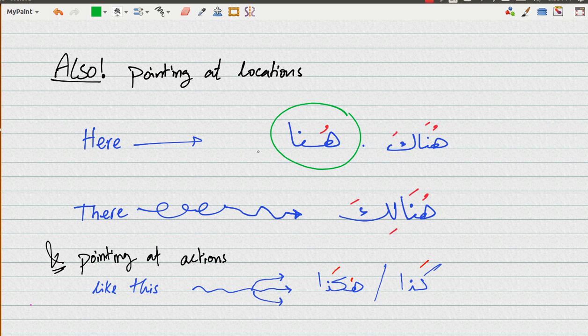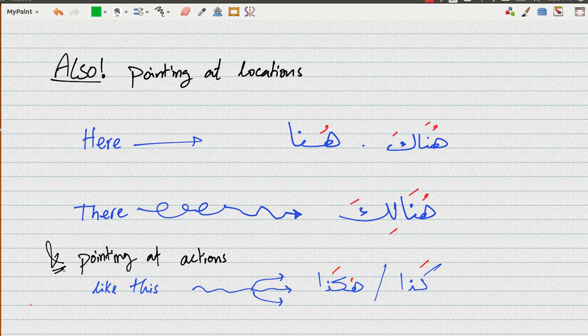So this is if you want to point at a location. If I want to say that I'm here, you say هنا and something. And then if you want to say هنالك, if it's something far, you notice that there's a lam, which is used to describe something that is far. Okay.